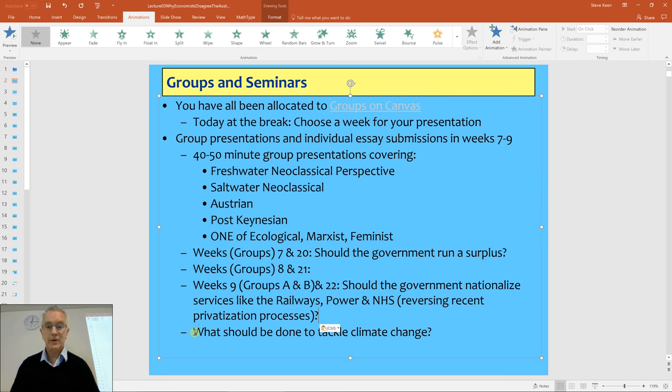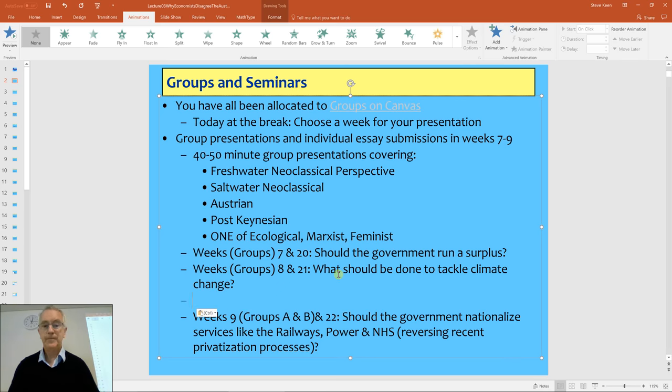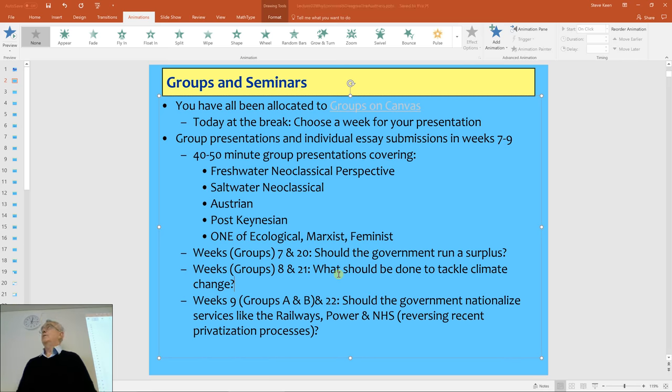So at the moment, by default that's done. Now the other groups, during the break, about 10 minutes of the break, check the study space and see which group you're in, and then choose which of the weeks and topics you want to go in. Group A and B, because they organised themselves together already, have the first pick of those. Let's go back to the slides.